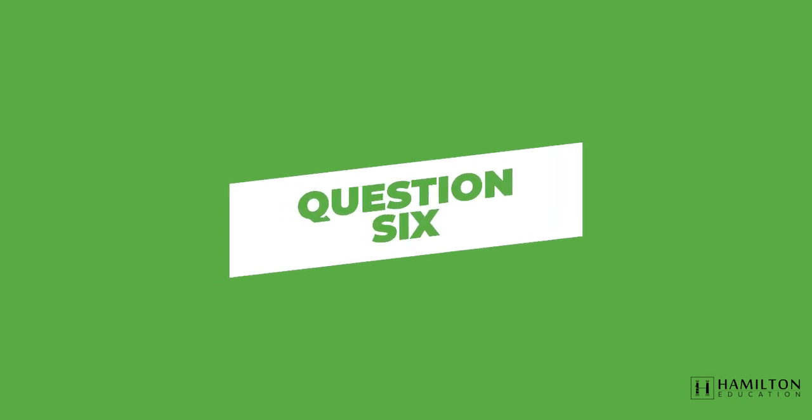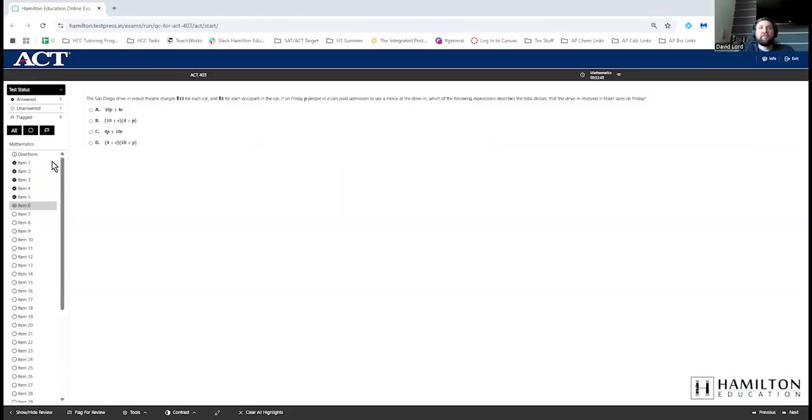Question number 6, perfect. The San Diego Drive-In charges $10 for each car and $4 for each occupant in the car. So I can imagine I have a formula, 10 times C plus 4 times each person. I'm going to use N for the number of people in the car. If P people and C cars, okay, so instead of using N, I should probably use P.